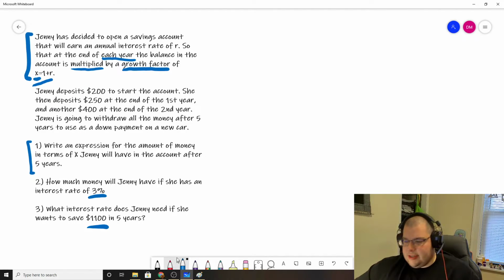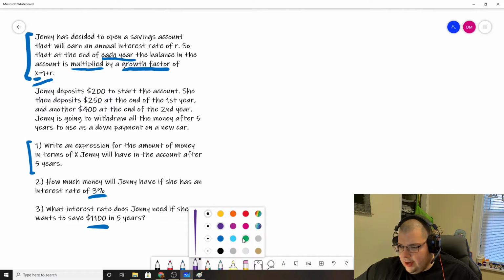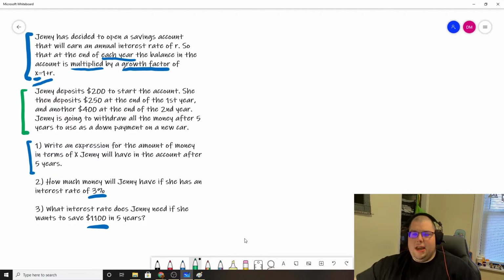And then this second paragraph here, all this information does is it tells us how much money's in her account and how we're going to build that into an expression for number 1. So the first thing I want to talk about is we're building this expression and we're using X as the interest rate, 1 plus the interest rate.